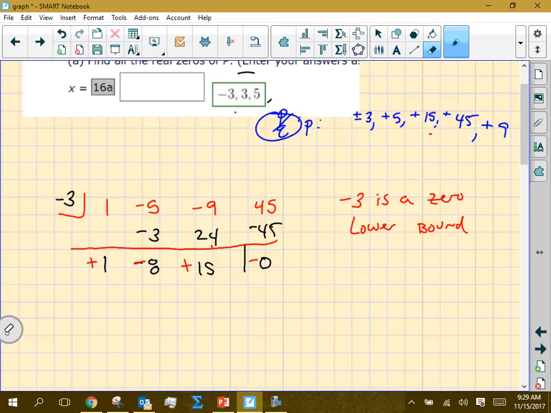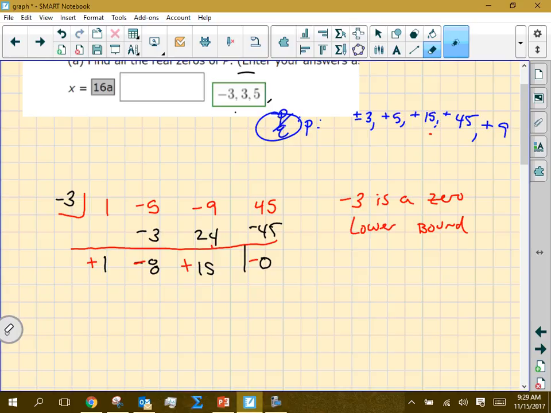Okay. You can then keep going with synthetic division if you want to. Try 3. You'll see that when I try 3, that thing breaks down even further, right? I get another 0 when I try 3 with 1, -8, and +15.